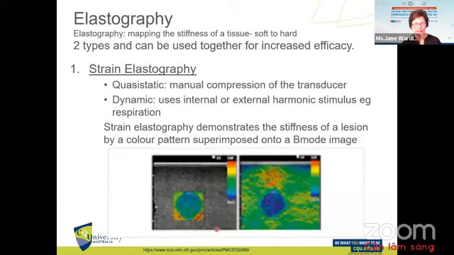As you can see here, it doesn't give us any quantitative information, only qualitative information. You use the scale down the side here to decide whether this is hard or soft. The blue represents hard tissues and the red and the yellow are the more soft tissues. This is actually a phantom, but this mass is obviously a hard mass.